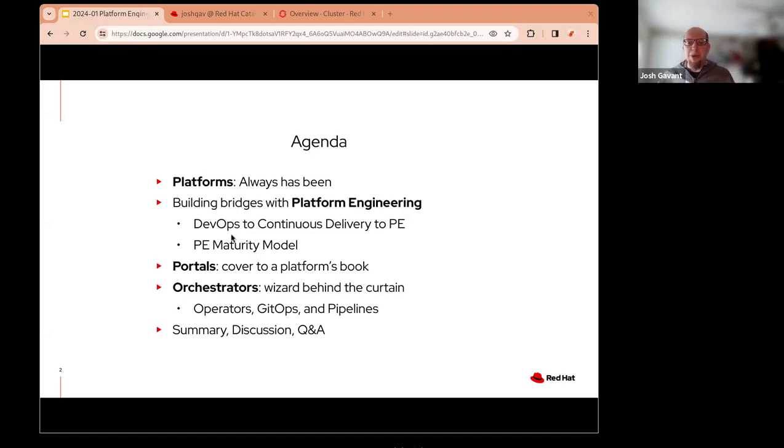So here's our agenda. Like I said, we'll talk about platforms, we'll talk about platform engineering, and then we'll talk a little bit about some key components of a platform.